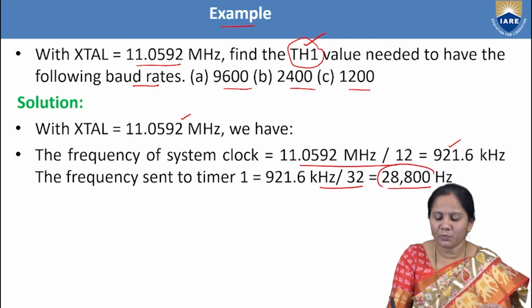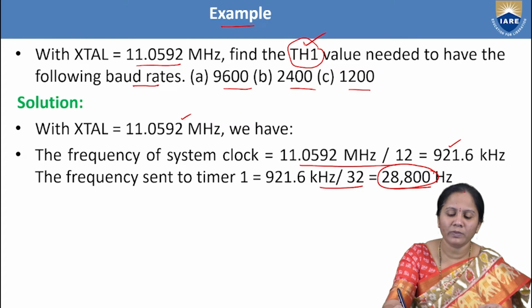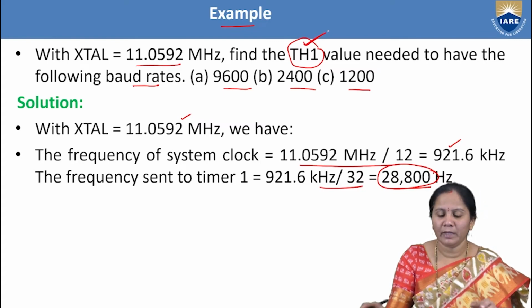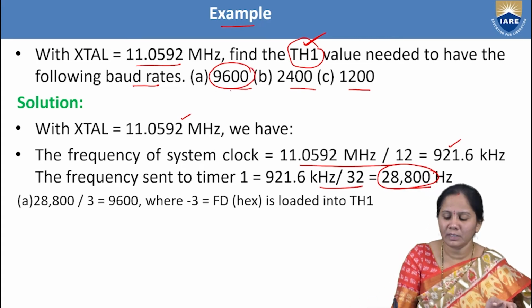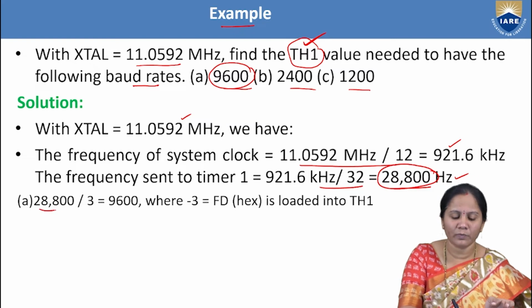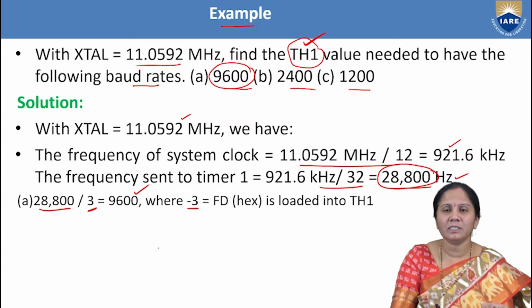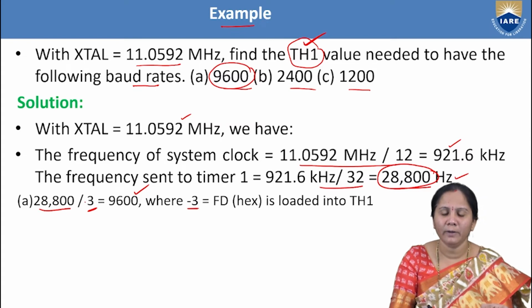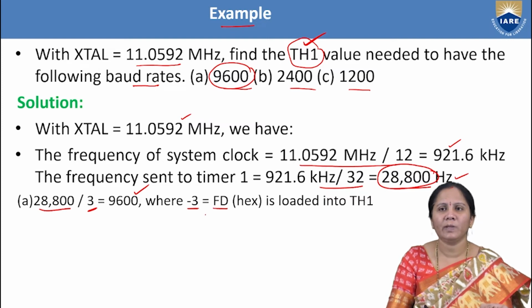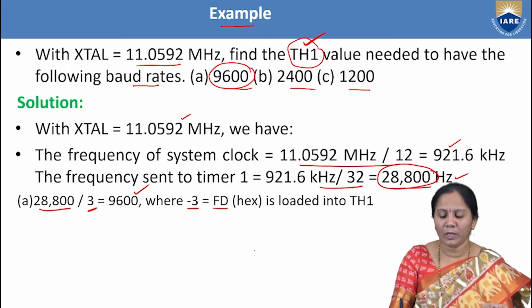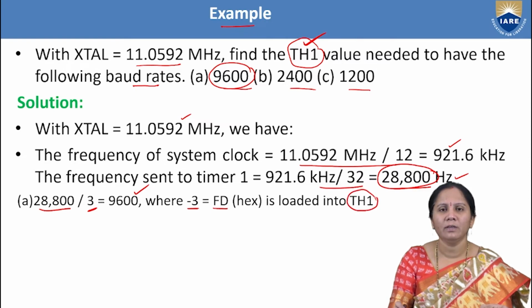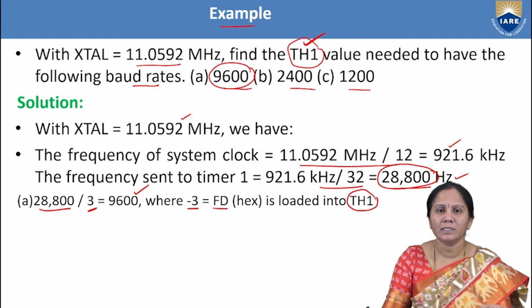Now we have to consider this frequency and find the value of TH1 with the help of the given baud rates. First, 28,800 is the frequency we got and the baud rate given is 9,600. In order to get this value, we have to divide the frequency by 3. Here minus 3 is the value we get because it is in the denominator, and if we convert minus 3 into hexadecimal, its value is FD. That value should be loaded into TH1 in order to get the baud rate 9,600.